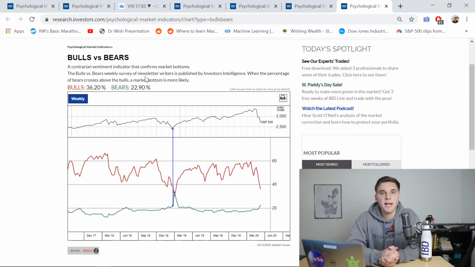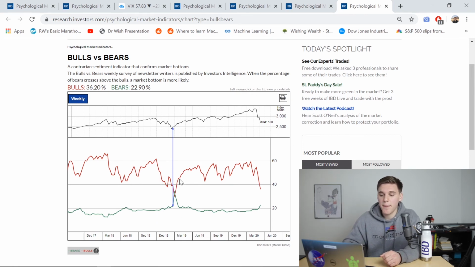And finally, the last psychological market indicator that I want to talk about is the bulls versus bears survey results. So this is the results of a weekly survey of newsletter writers that is published by Investors Intelligence. And it basically measures the number of writers who are bullish and then bearish. And as with a lot of these, this actually works better calling bottoms than tops. And you can see that when the number of bears crosses above the number of bulls, that is very significant.